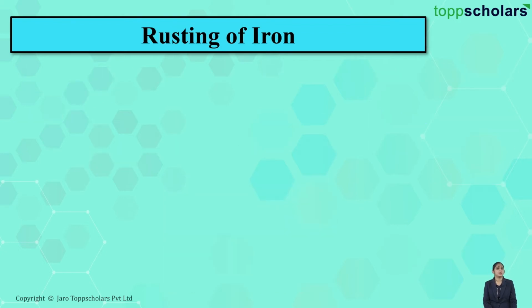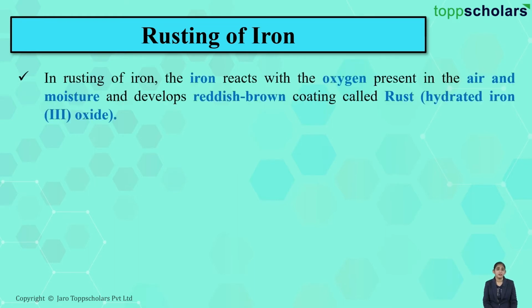Now let's discuss the rusting of iron. Now friends, we make use of iron on a very large scale in our daily life. When you keep this iron particle exposed to the atmosphere for a longer duration of time, you will observe that a reddish brown layer is formed on its surface, and this reddish brown coating is called rust, which is nothing but hydrated iron oxide.